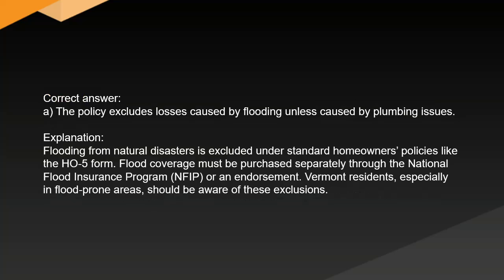Correct answer. A. The policy excludes losses caused by flooding unless caused by plumbing issues. Explanation. Flooding from natural disasters is excluded under standard homeowners' policies like the HA5 form. Flood coverage must be purchased separately through the National Flood Insurance Program, NFIP, or an endorsement. Vermont residents, especially in flood-prone areas, should be aware of these exclusions.